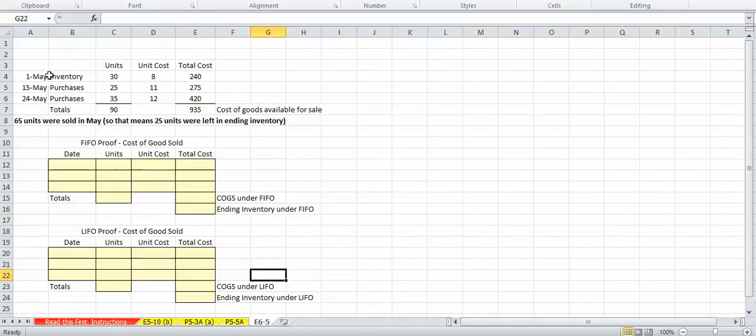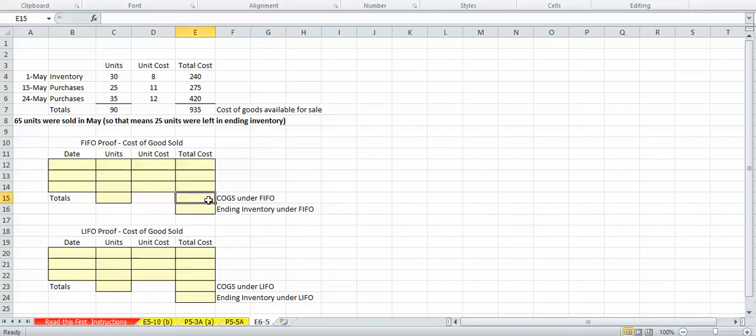So let's go through this really quick. There's 3 purchases. The inventory ending balance is the next month's beginning balance. So we had 30 units at $8, which equals 240. That's how I got the 240. May 15th purchases, 25 units at $11 equals 275. And likewise over here in May. So 65 units were sold in May. So that means that there's 25 units left in ending inventory.